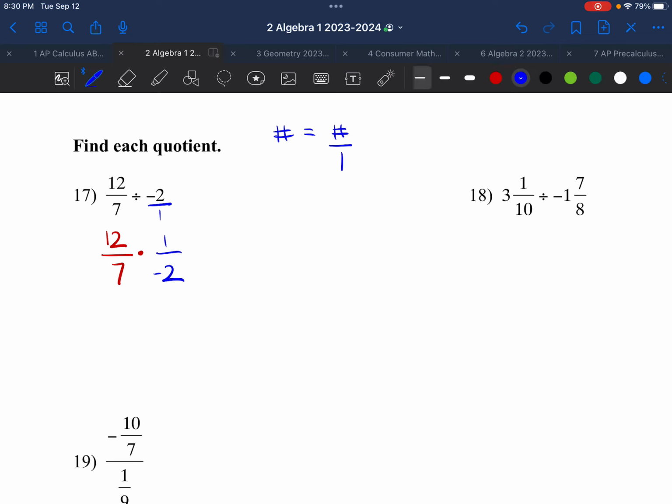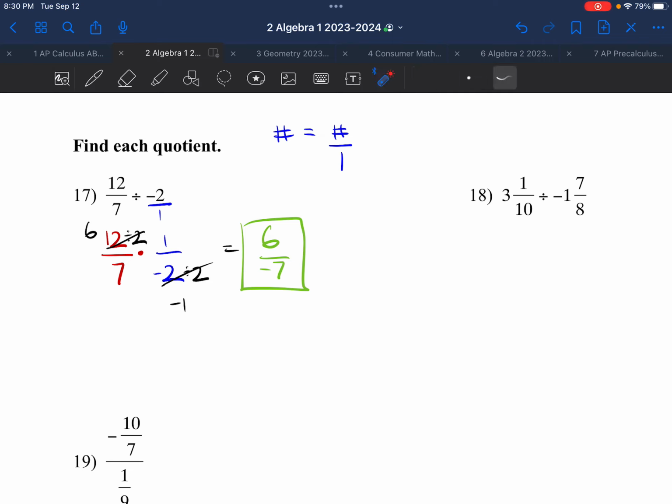Notice that we can do some cross-canceling here. So we can divide this by 2, divide this by 2, cross out to turn it into a negative 1, cross out to turn it into a 6. I'm not going to rewrite this. I'm just going to say, okay, 6 times 1 is now 6. And 7 times negative 1 is a negative 7. So my answer is negative 6/7. And I know that the answer key probably puts the negative out front as opposed to the bottom. It doesn't really matter as long as there's just one negative.